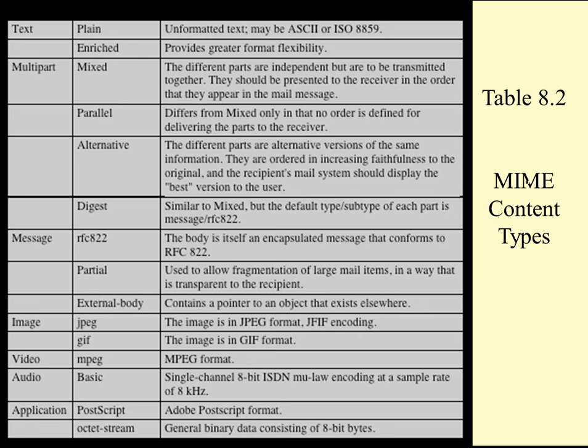If we keep going down to message, and then below that you see image. Originally JPEG and GIF were the only two types of images. Obviously we can email more than just that. Now, though, of those two types of images, we can send videos.